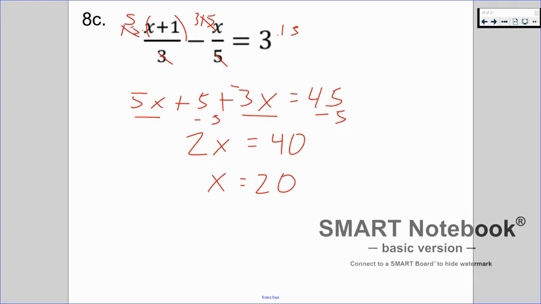So I can check it. This one I can actually check in my head. 20 plus 1 is 21. 21 over 3 is 7. 20 divided by 5 is 4. 7 minus 4 does indeed equal 3. So that one does work.